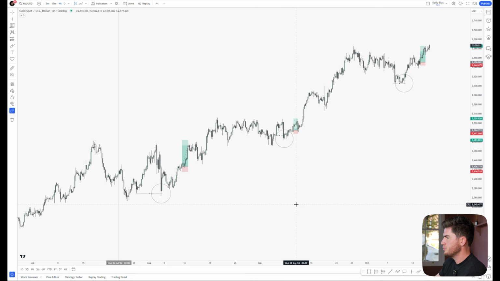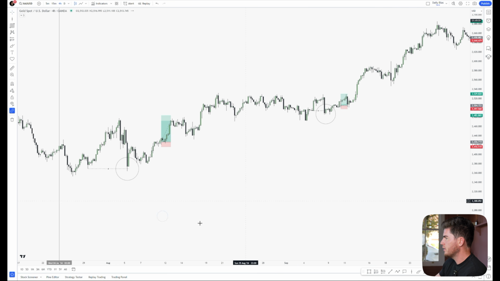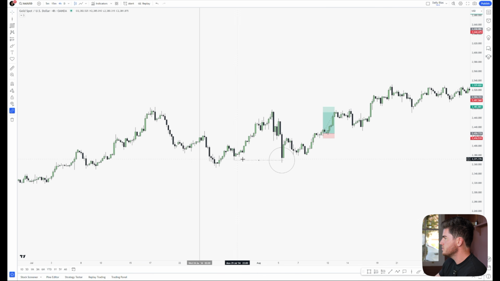So what I mean by instant reaction is, like this case down here, we see price drive into this 4-hour low and then close with a wick. And we also see the next 4-hour candle closes bullish. So we get a retrace candle straight after that.